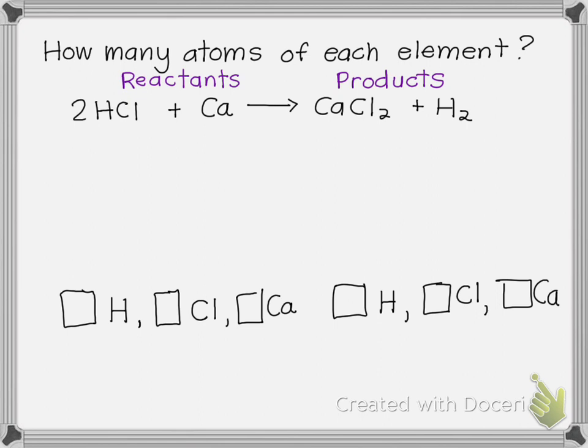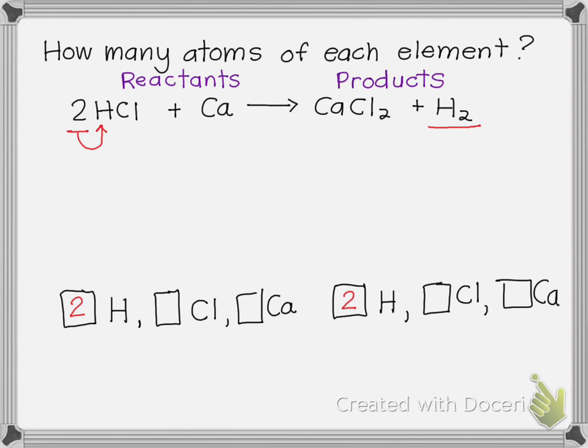So if I first looked at hydrogen, there is a coefficient right here, 2. So the 2 multiplies through the formula. So 2 times H, so there's 2 hydrogen on this side. Then if I come to the product side here, there's also 2 hydrogen.